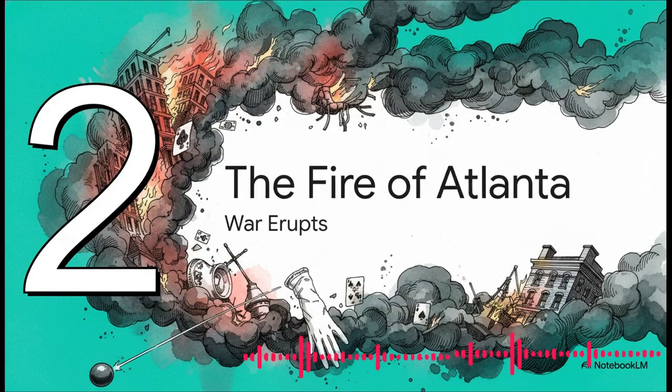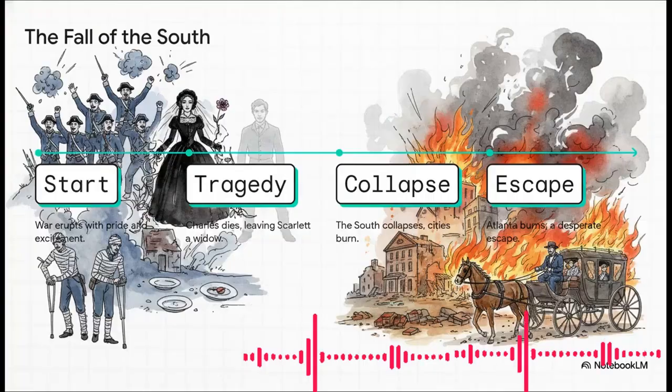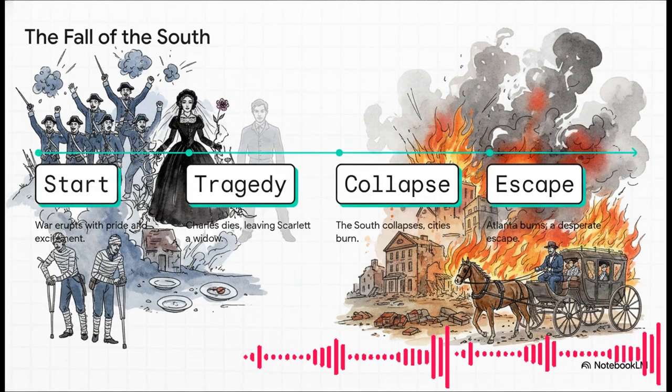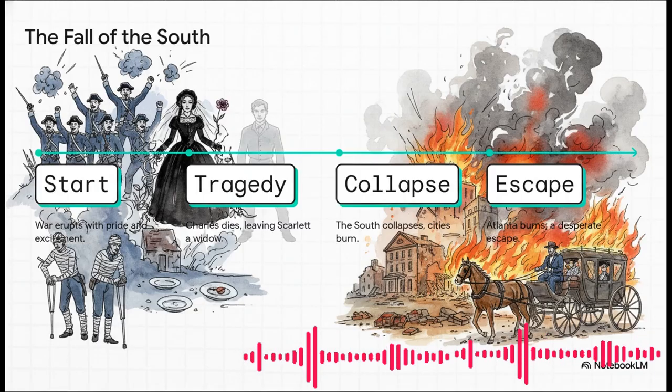Part 2, the fire of Atlanta. Well, that glamorous, insulated world doesn't last. The American Civil War erupts, and you can see on this timeline just how rapidly the innocence of the South is stripped away. First, there's this blinding sense of pride and excitement. Scarlett impulsively marries Melanie's brother, Charles, mostly just out of spite over Ashley. The tragedy strikes fast. Charles dies of illness. Boom. Scarlett is abruptly widowed and trapped in these mourning clothes she absolutely hates.